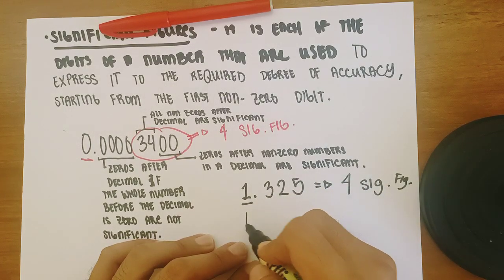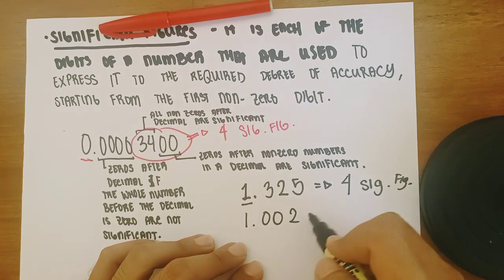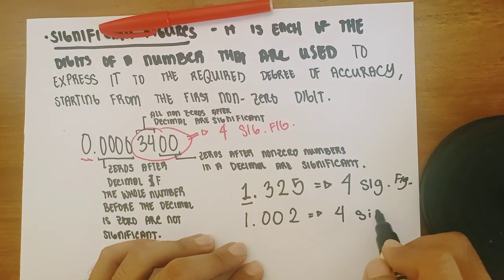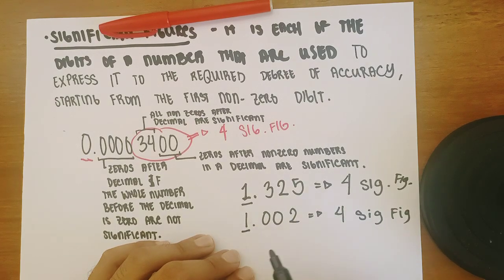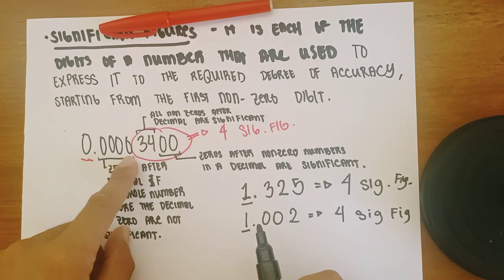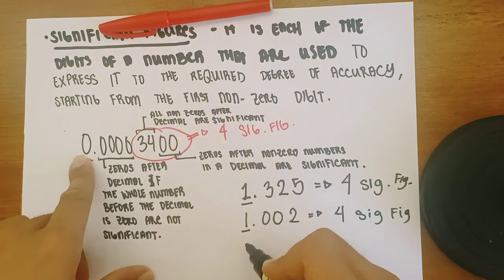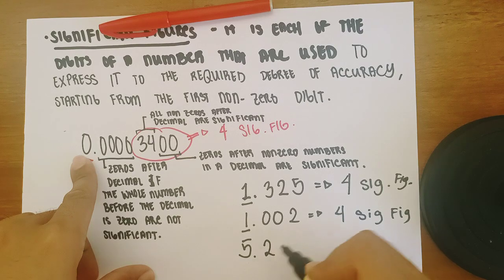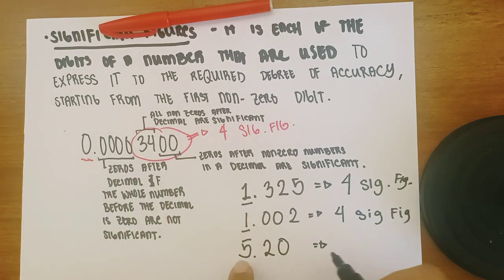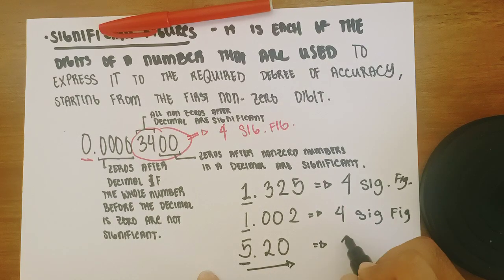So, pag sinabi natin 1.002, 4 significant figures pa din yan. Kasi, kinoconsider natin lahat significant, kasi nga, yung unang number before the decimal is non-zero. Tingnan mo dito, oh. Hindi natin to kinonsidered kasi 0 yung nasa simula. Pag sinabi natin 5.20, ilang significant figures to? Diba sinabi ko? Pag whole number, anything sumunod, are significant. 3 sig figs.